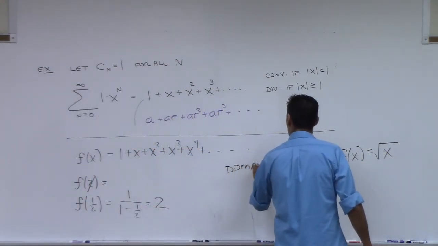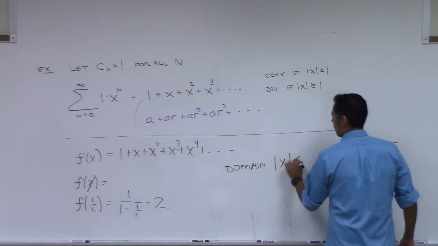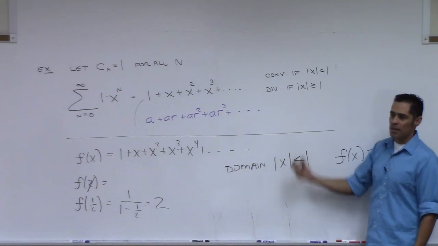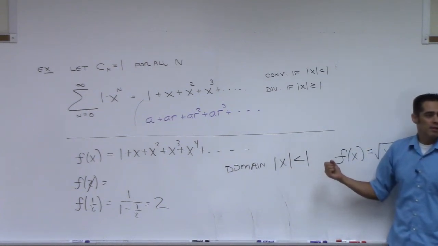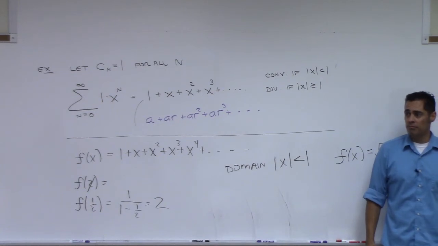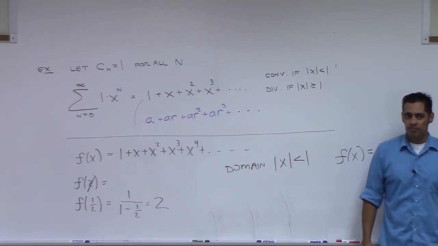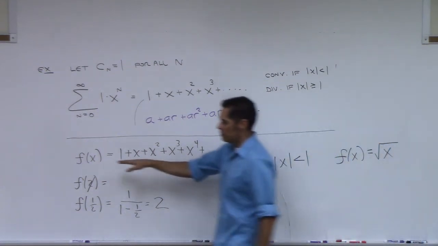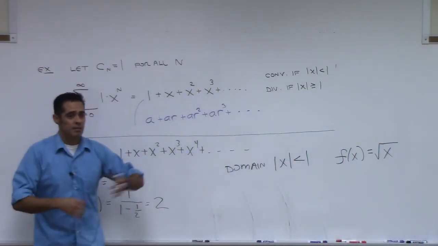Anything below 1 or below. Anything where the absolute value is less than 1. If you feed this thing any x where the absolute value is less than 1, then this function is well-defined and has outputs. Right? This is profound, okay? We have defined a function as an infinite series.